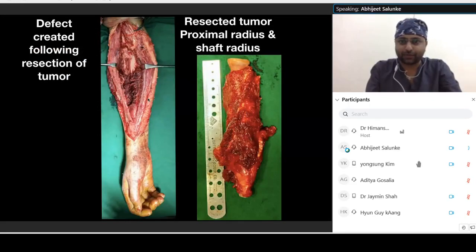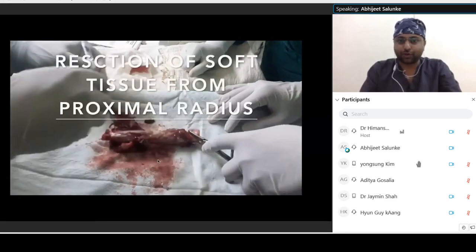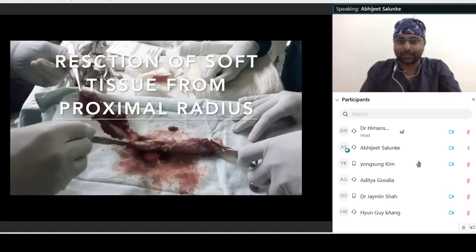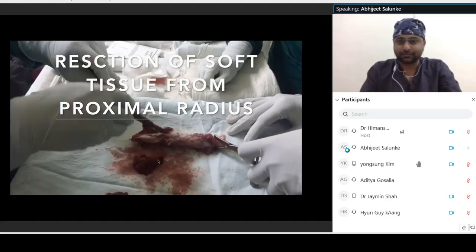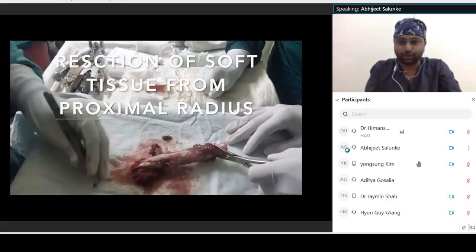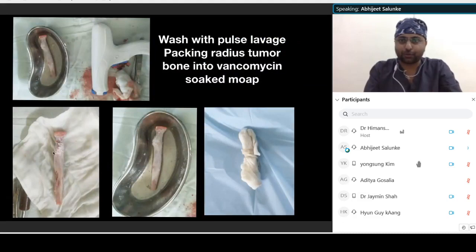The common peroneal nerve, we had to cut it because it was going inside the tumor. And these are the steps of how the soft tissue is removed. So we had to make the bone bare naked so that we could send it for radiotherapy. So this is how soft tissue is removed from the bone. We use a vancomycin soaked mop to decrease chances of infection, use a pulse lavage, and send it to radiotherapy in a clean, sterile environment.